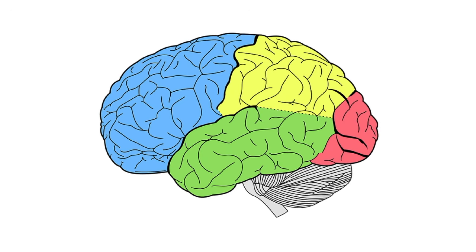In this video, we're going to be talking about the brain, specifically the different lobes of the brain that make up the cerebral cortex and what their different functions are. You can see we have a side lateral view of the brain.